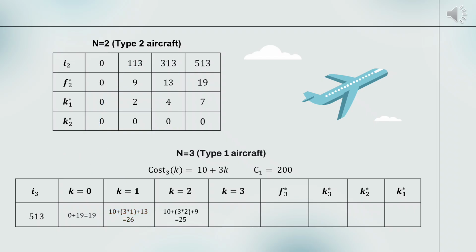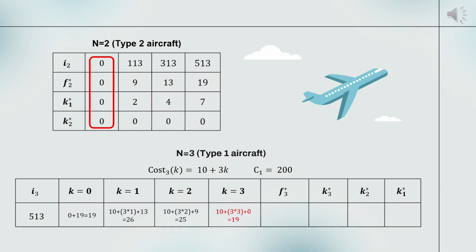In the case of allocating two Type 1 aircraft, the current cost according to the formula is 16. The capacity of two aircraft is 400 people, so 113 passengers remain. From the upper table, we see that the optimal cost for 113 passengers is 9, therefore the total cost becomes 25. In the case of allocating three Type 1 aircraft, the current cost according to the formula is 19.